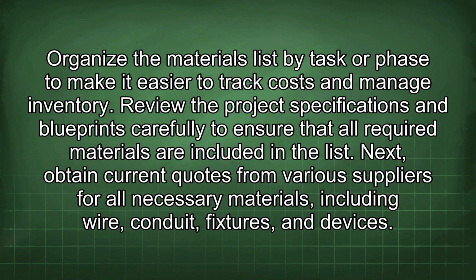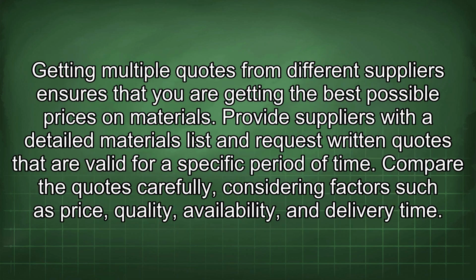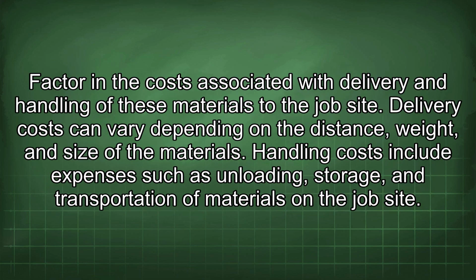Next, obtain current quotes from various suppliers for all necessary materials, including wire, conduit, fixtures, and devices. Getting multiple quotes from different suppliers ensures that you are getting the best possible prices on materials. Provide suppliers with a detailed materials list and request written quotes that are valid for a specific period of time. Compare the quotes carefully, considering factors such as price, quality, availability, and delivery time. Factor in the costs associated with delivery and handling of these materials to the job site.